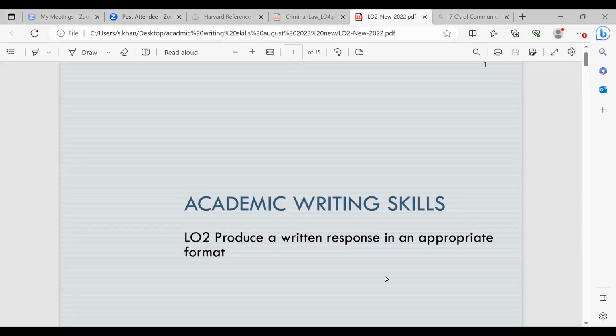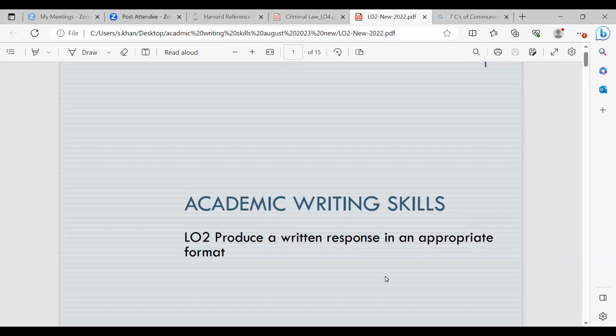Okay, hi everyone. My name is Shazia Khan, and we are doing the unit on academic writing skills, and we are doing learning outcome 2 today, which is to produce a written response in an appropriate format.